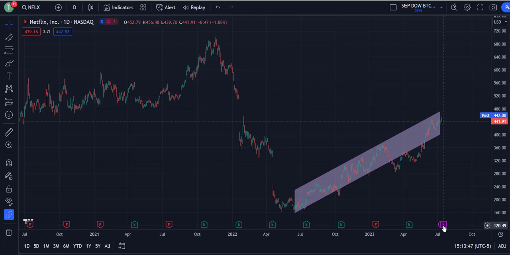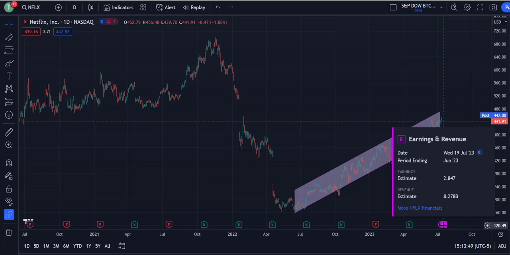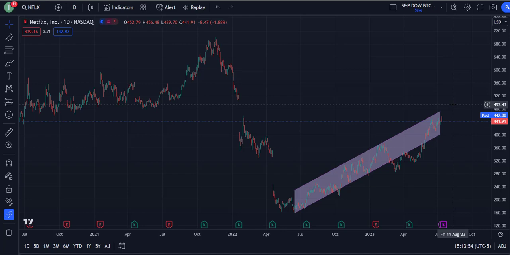We'll see how their earnings go, that's next week, next Wednesday, July 19th. So keep abreast of that. I'm probably going to look for an option trade on this as well.